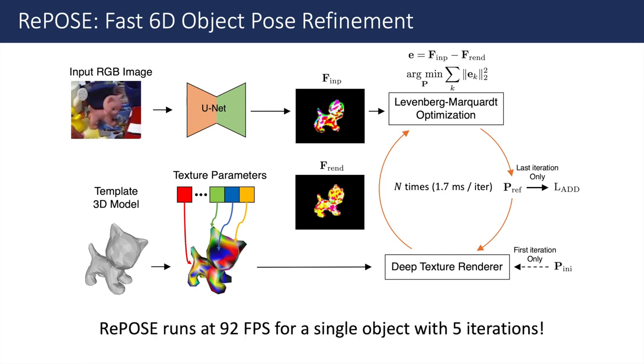In addition, recent 6D object pose estimators also utilize a U-Net architecture, as well as RePOSE. Thus, the extracted features from the U-Net encoder are shared for further speeding up. As a result, RePOSE runs at 92 FPS for a single object with 5 iterations.